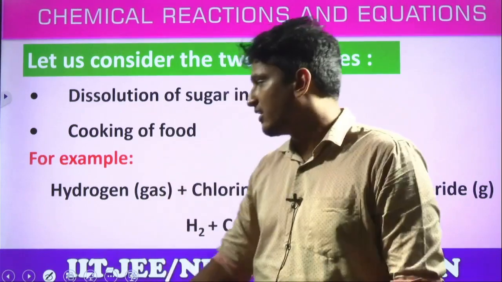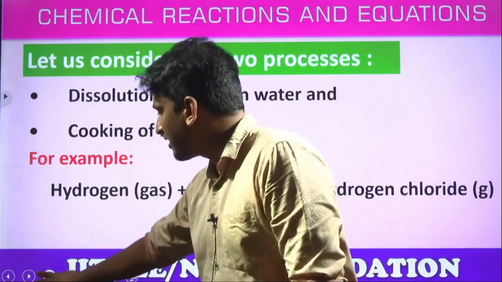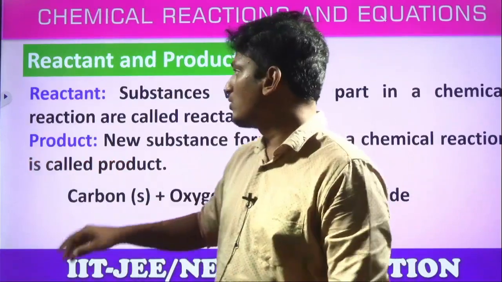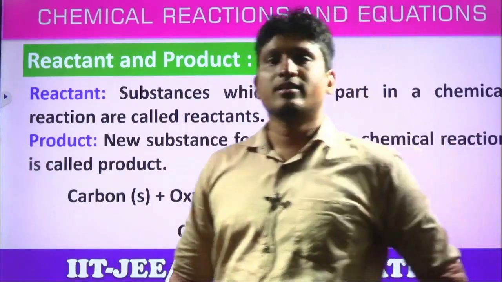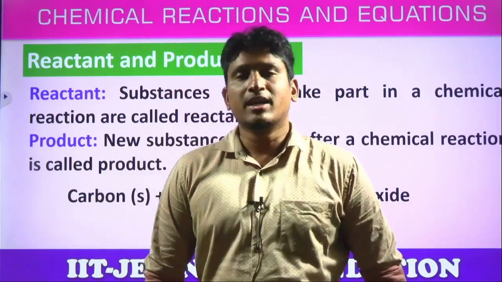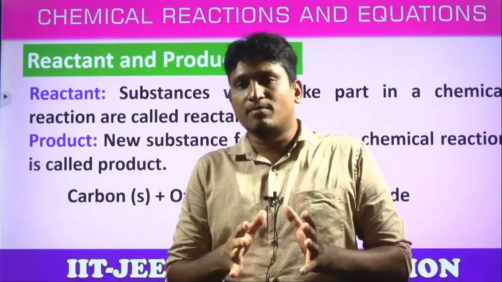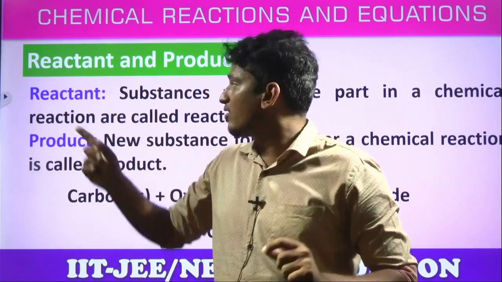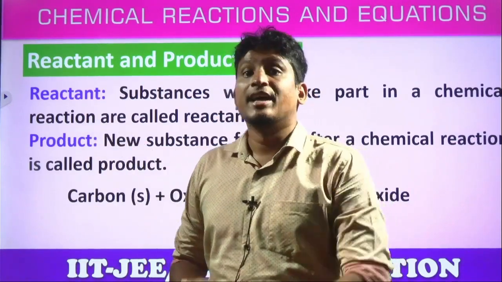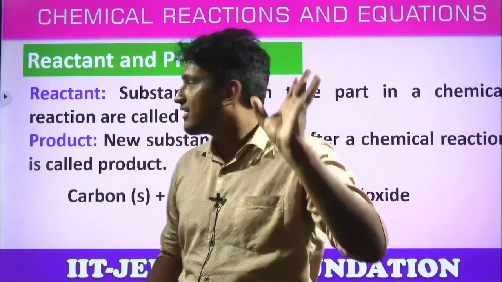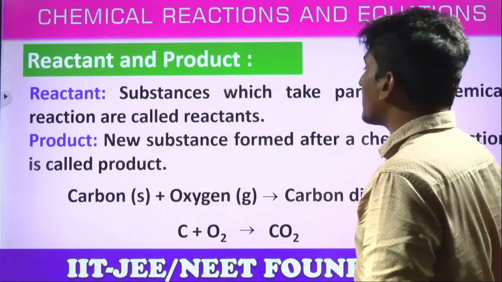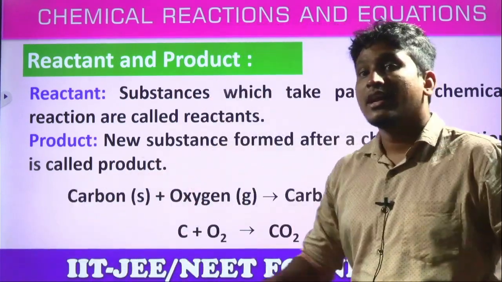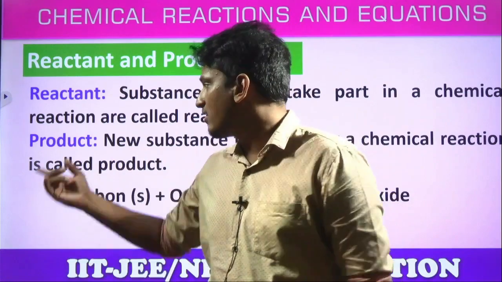Understood? Got the clarity? So one crucial point is that in chemical reactions, a new substance is formed, right? So reactants and products, right? A chemical reaction takes place by reacting some components and producing a new component. Some components are reacting, right students? They are called, look at the side heading here, reactants. What are reactants? Substances which take part in a chemical reaction are called reactants. Next, a new substance is produced, right? That is called the product.